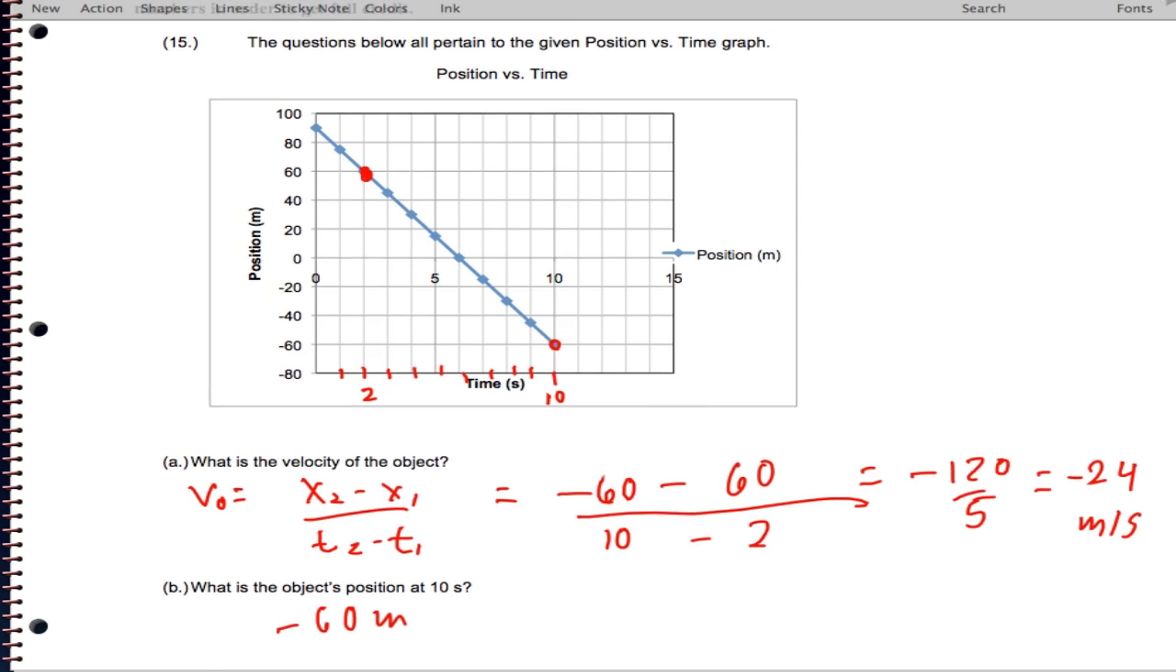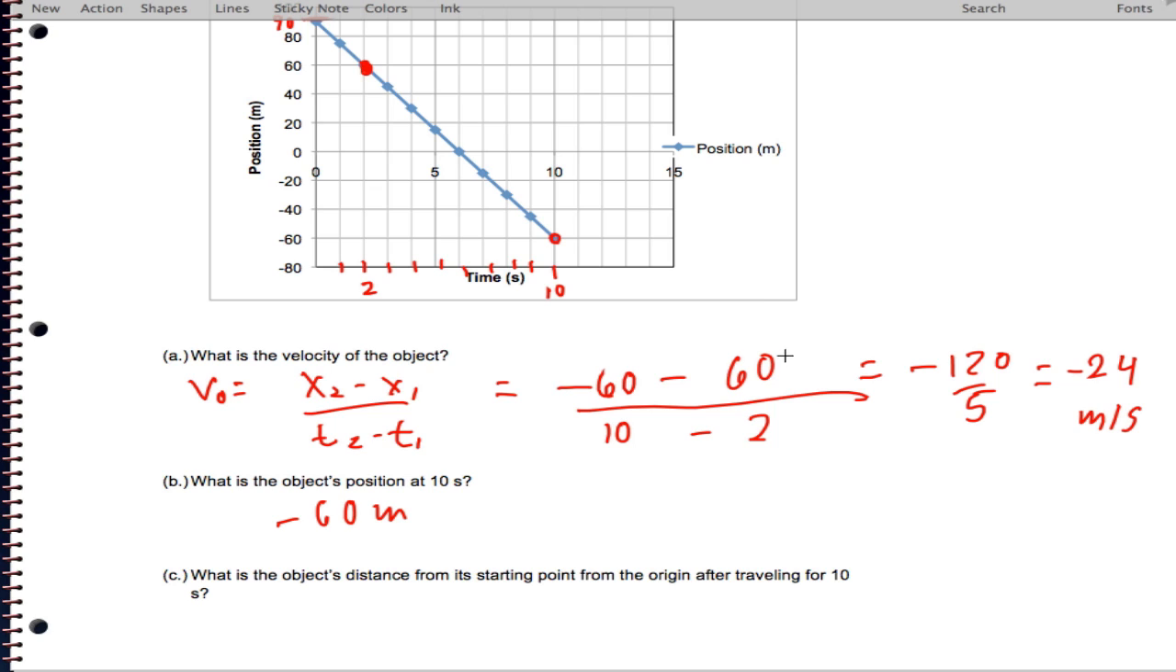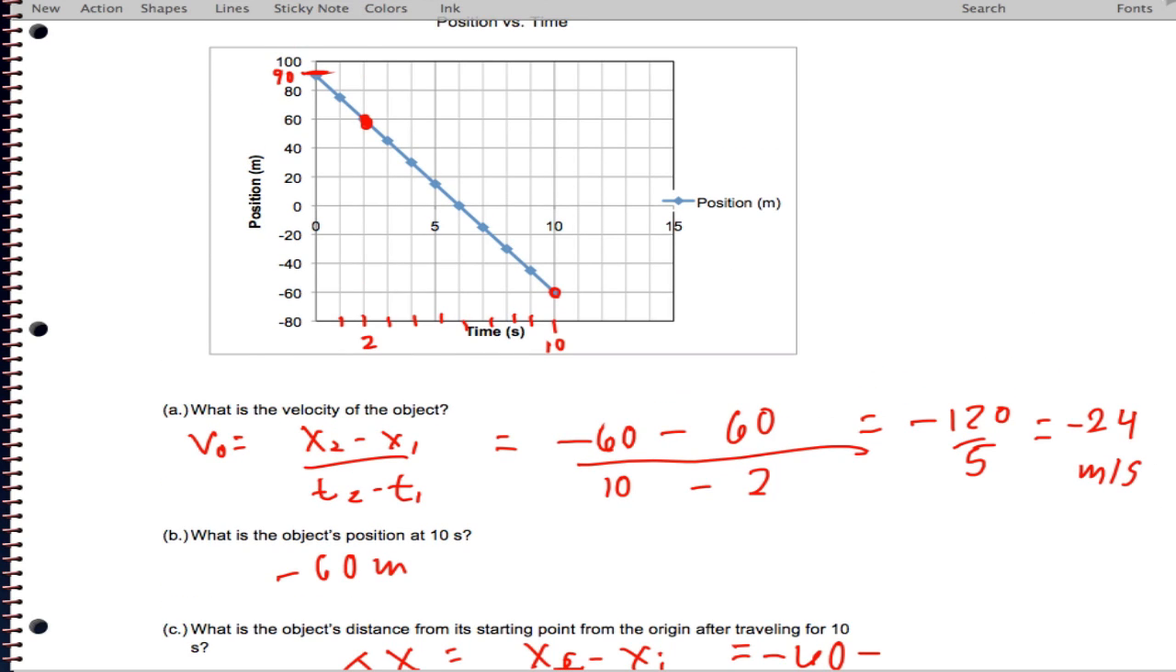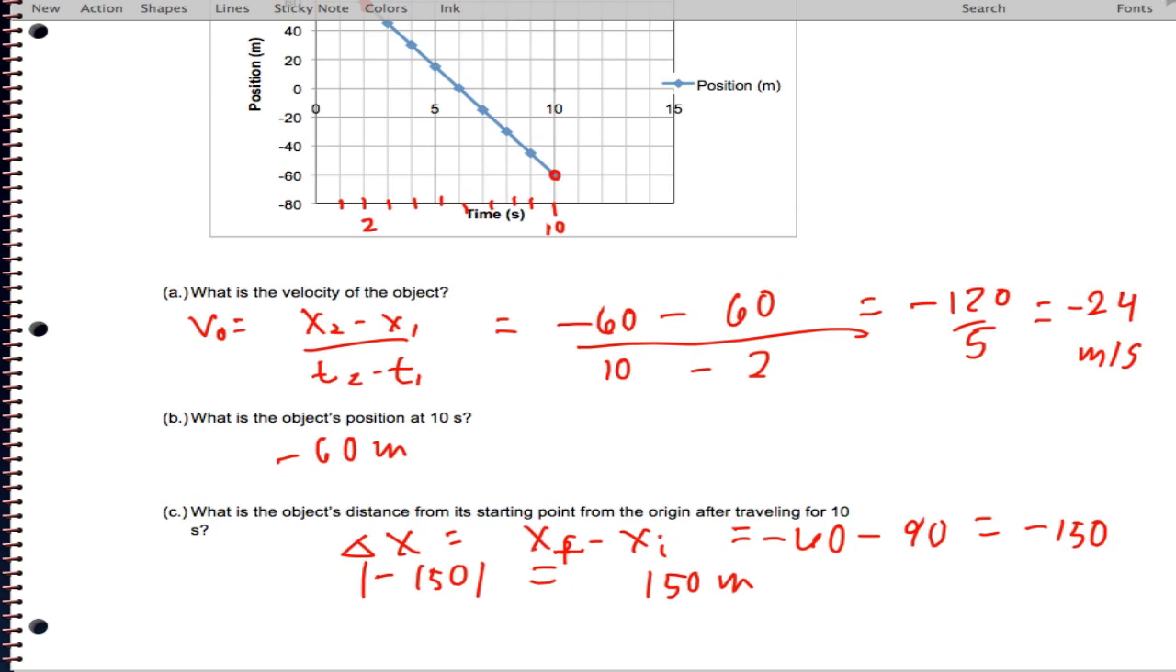Now, its distance from the starting point, that's actually a tricky way of saying displacement. So if you look here, this is actually 90 right there that we start at. So we would have here distance to the origin after starting. What they're really asking for is a displacement. So delta x is going to be x final minus x initial. And that's going to end up being negative 60 minus, and I start at 90. So that ends up being negative 150. That's my displacement. If you want the distance, you take the absolute value of that displacement, and you get 150 meters distance traveled. Okay?